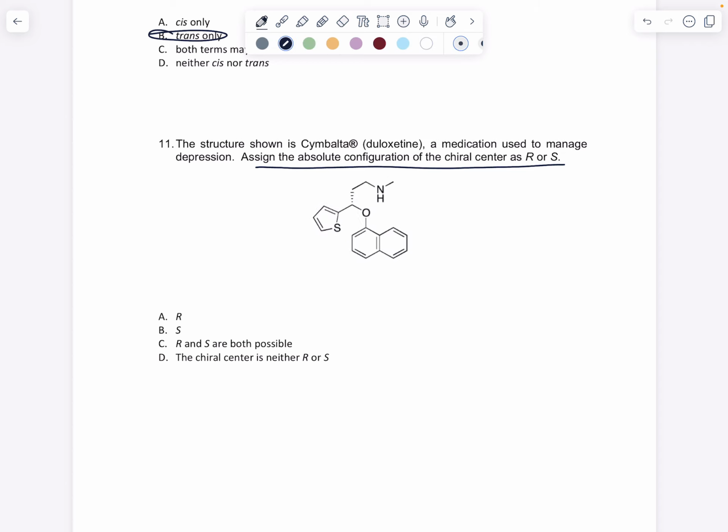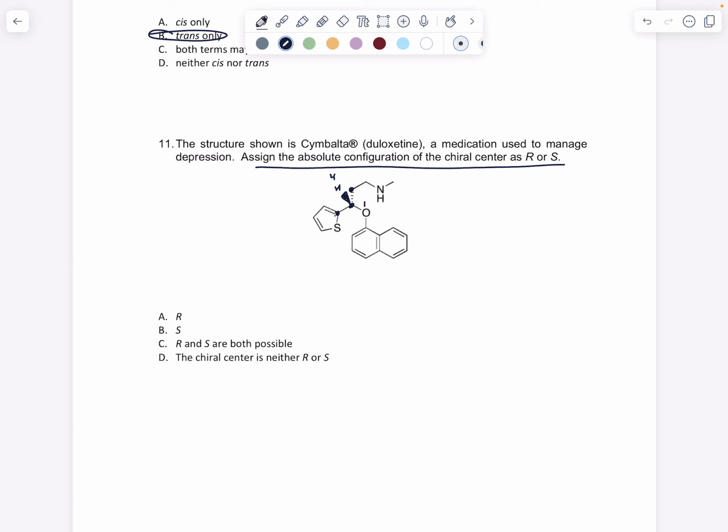Now we're looking at the chiral center right here, and first I assign priority. There is an implied hydrogen that is a wedge pointing directly towards us, so that's the lowest priority. And then we have a carbon, oxygen, and another carbon. So between these three, oxygen is the heaviest. So this would be 1.